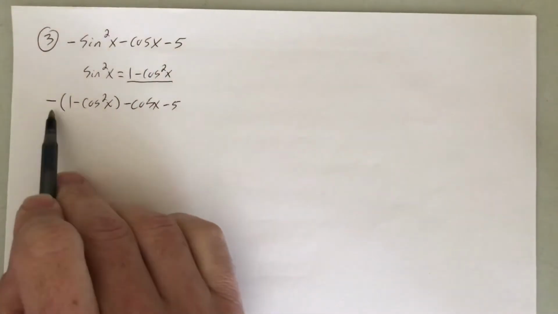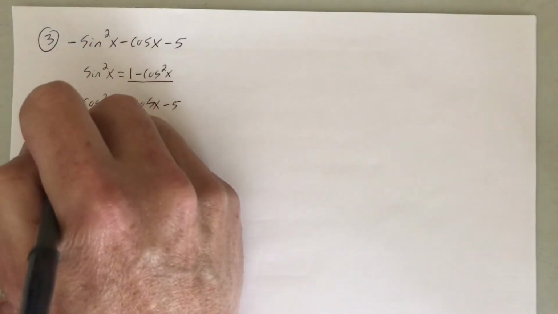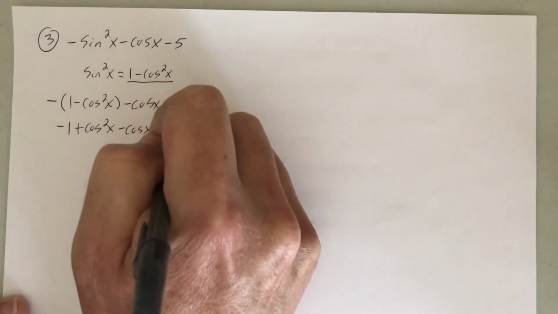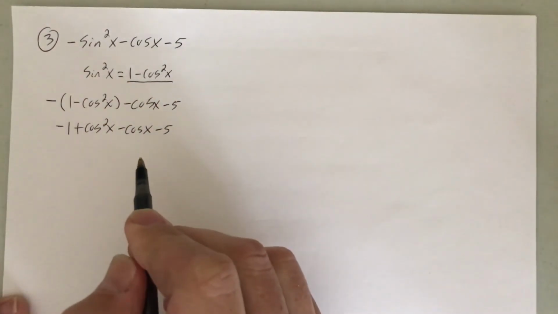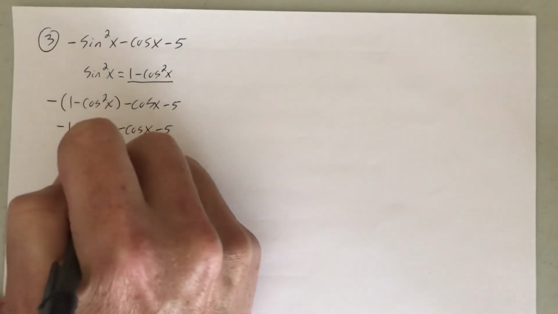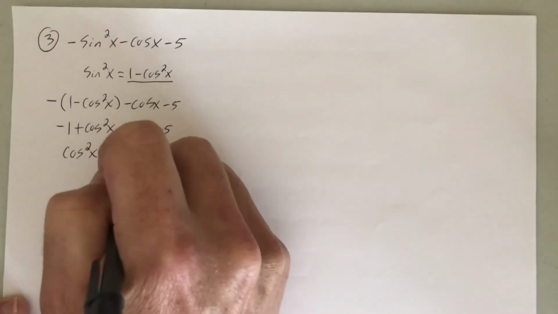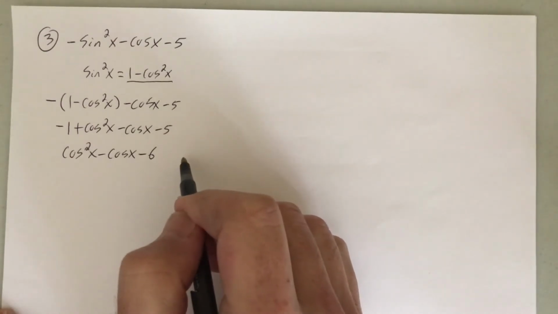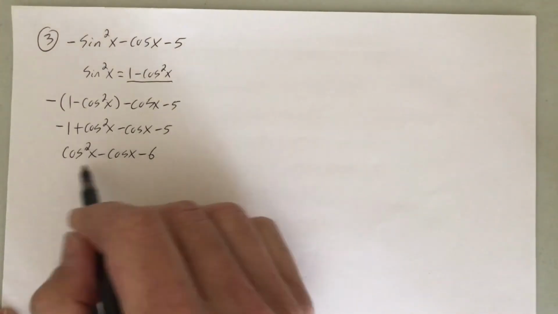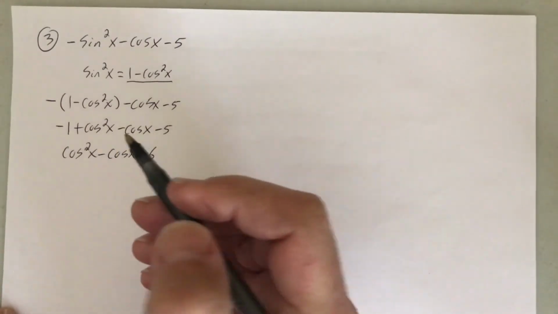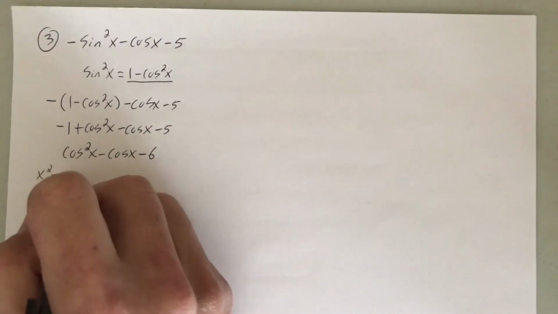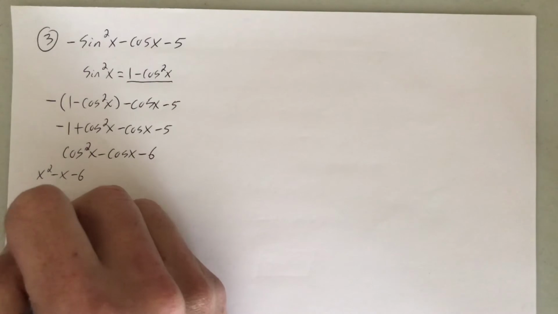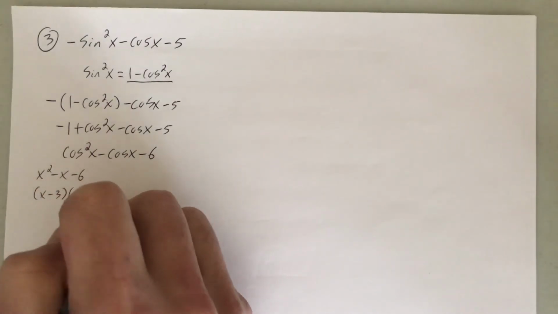So then we want to go ahead and distribute this minus sign. Negative 1 plus cosine squared x minus cosine x minus 5, combining like terms, gives us cosine squared x minus cosine x minus 6. Now again, you can do the substitution saying that x is equal to cosine, so you get that trinomial, and then factor the trinomial that way. If you did the substitution, it would look like x squared minus x minus 6, and when you factor that, that would give you x minus 3 times x plus 2.